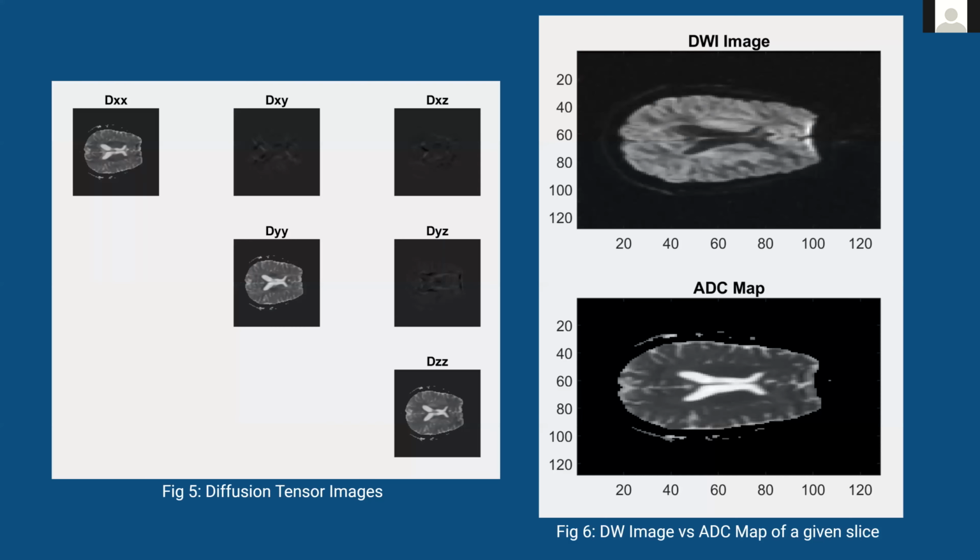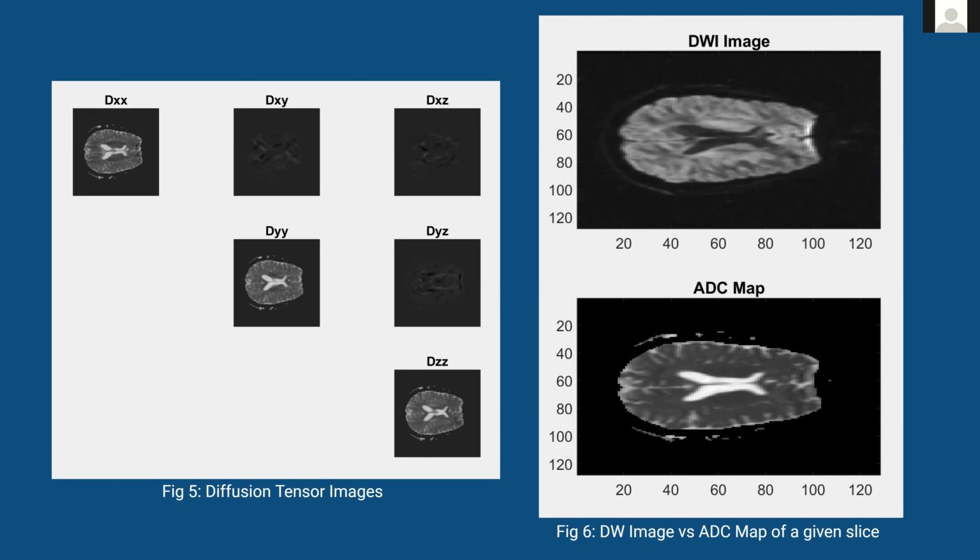So in this slide here, we see the outputs from our toolbox earlier. On the left, we have the diffusion tensor images. The diagonal elements, the intensities are pretty similar and don't change too much. The reason why we don't see a dyx, for example, is that dxy and dyx are the same, since it's a symmetric matrix. And to the right, you can see how the ADC map almost looks like an inverse of the DW image there.